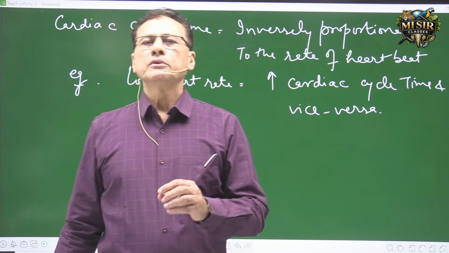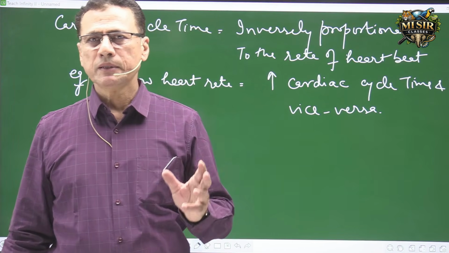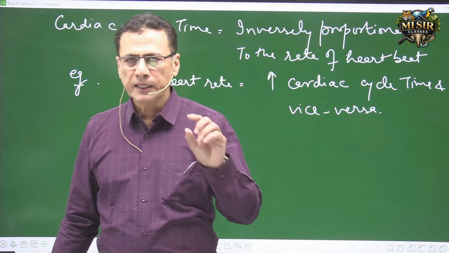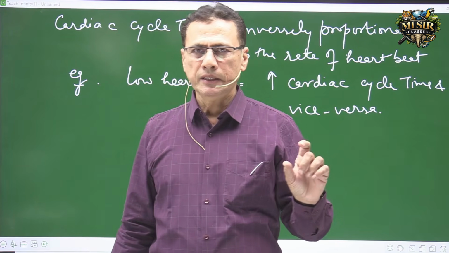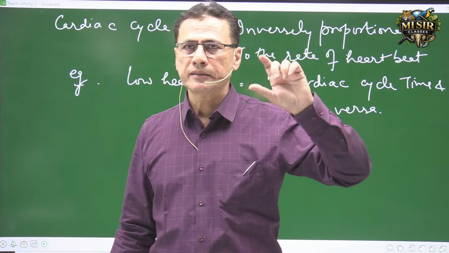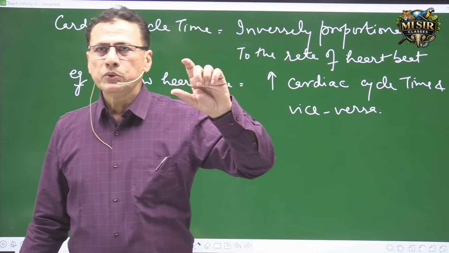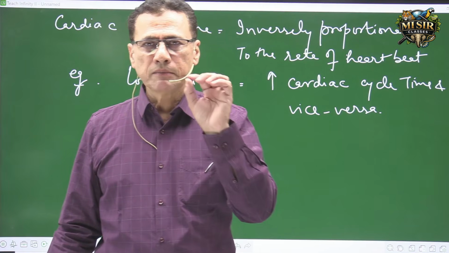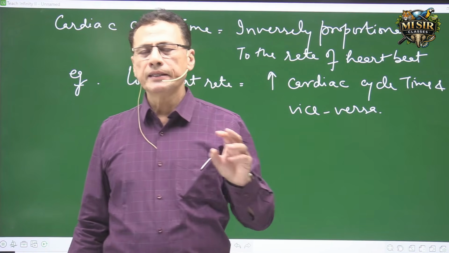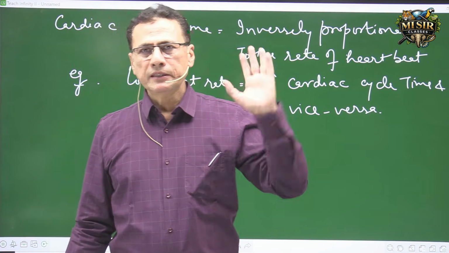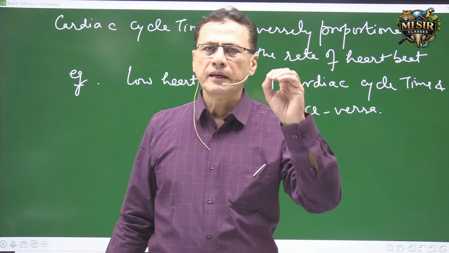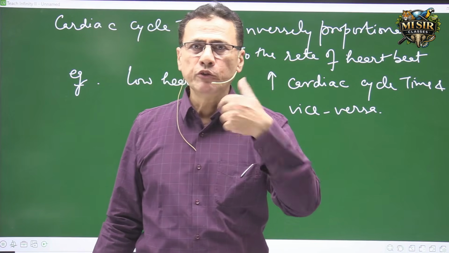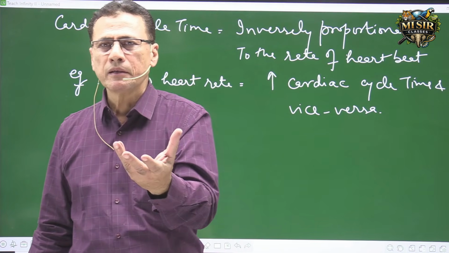A shrew, hummingbird, the smallest bird we can say, and various other small size animals with high metabolic activities have got higher heart rate. Shrew is a mammal. Hummingbird is a bird. They have got heart rate in 3 digits: 800, 900, 1000, 1200 per minute. Human heartbeat is 72 times per minute.